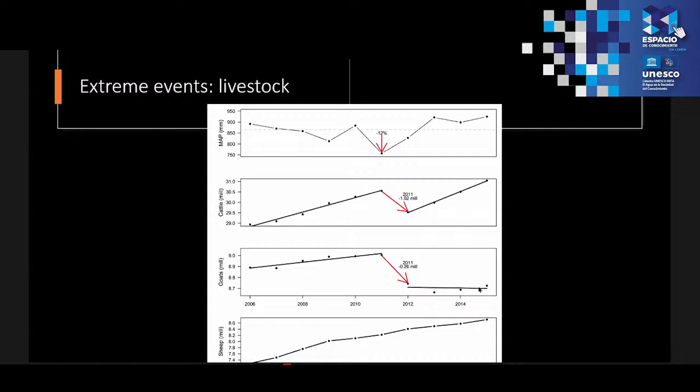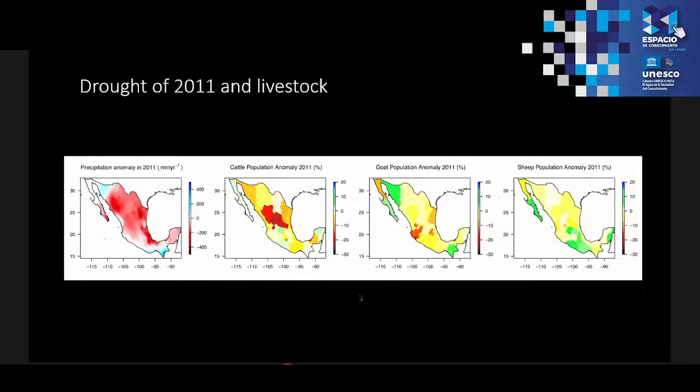The population declined and stayed low for the duration of the next years. Sheep don't seem to care about this event when you see the annual numbers, but there are important regional differences. So this is just the same event, but seen across the whole country at state level.